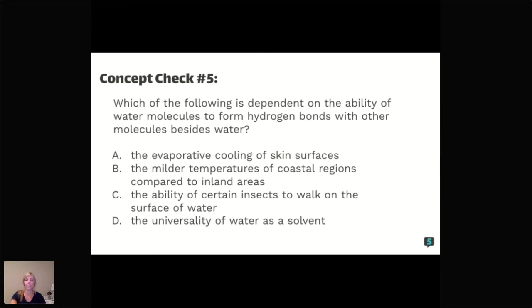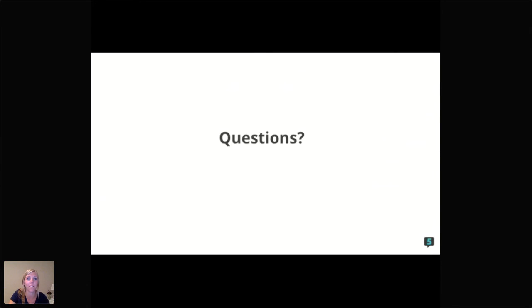I'm realizing that I'm that teacher who always makes the correct answer the same option. Did not do that on purpose. But yes, really good. It's D, the universality of water as a solvent. The reason it's a solvent is because its partial charges are interacting and forming hydrogen bonds with other molecules. So really good job. All right, that's everything I have for you tonight.